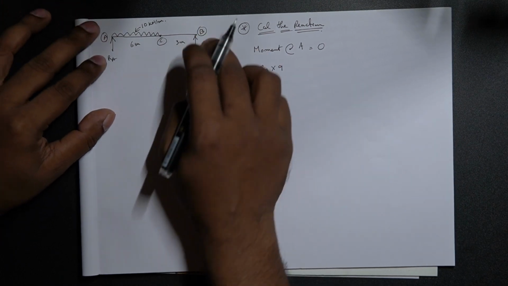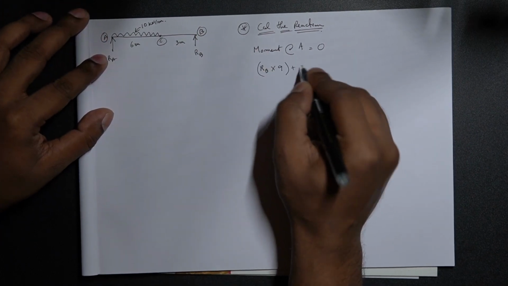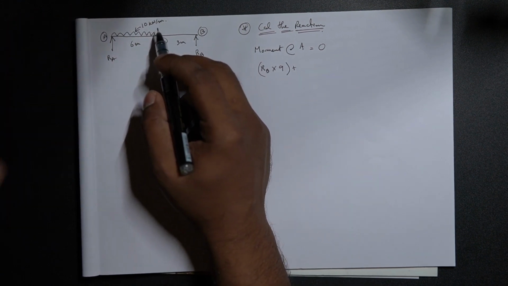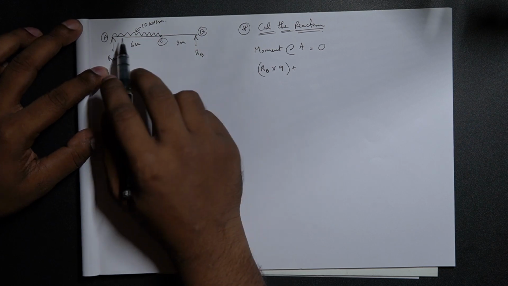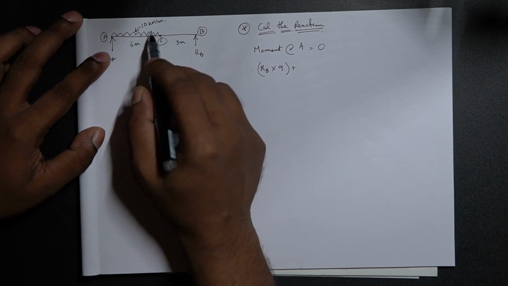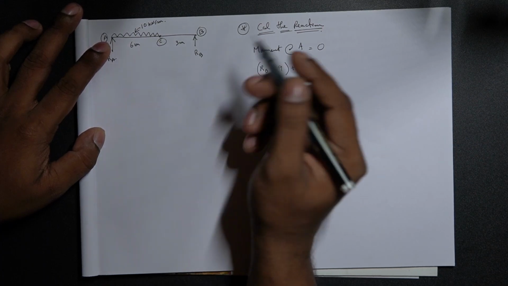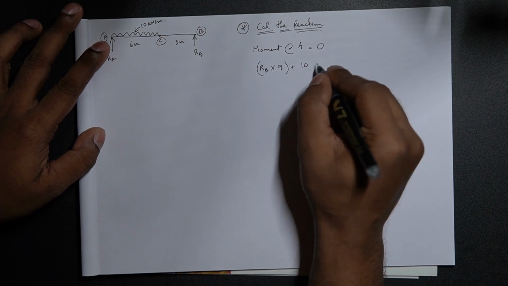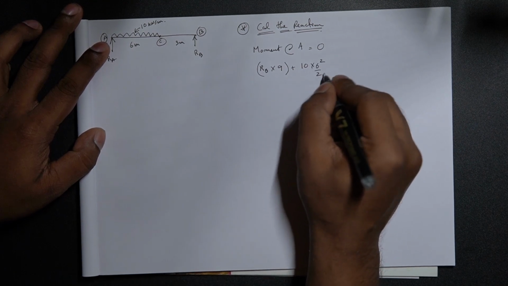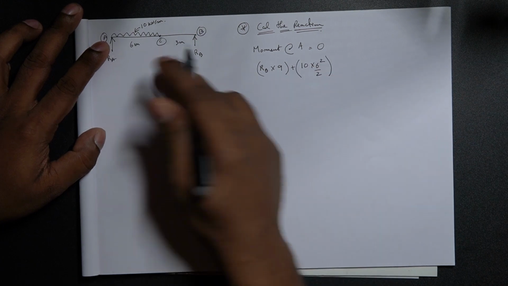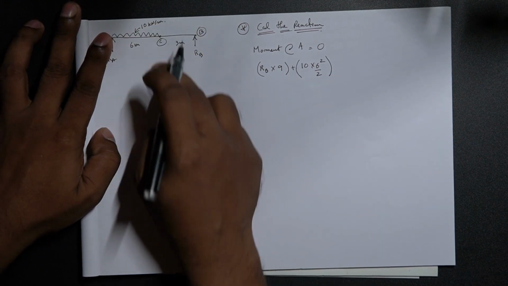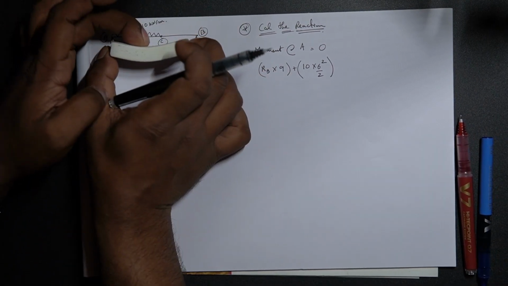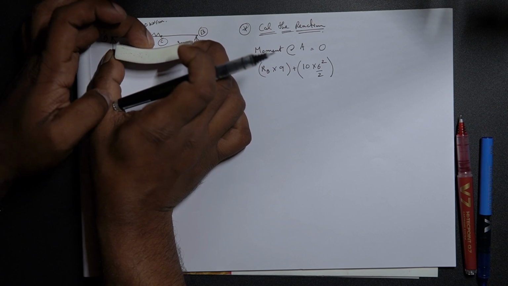RB into 9, that is the total lever arm, plus 10 kilonewton per meter is the UDL acting downward, and we know that the moment for a uniformly distributed load for a beam is WL squared by 2, so that is 10 times 6 squared by 2. Now it is acting downwards, so you might be wondering that since this is a simply supported beam and the load is acting from top to bottom, it is creating a sagging action, so it is positive.